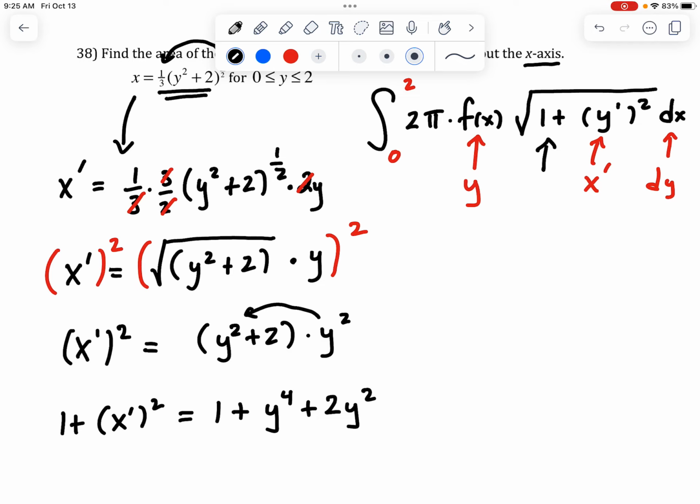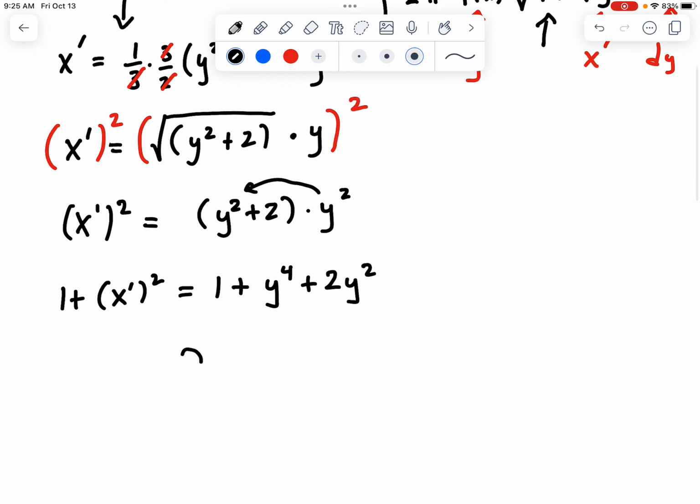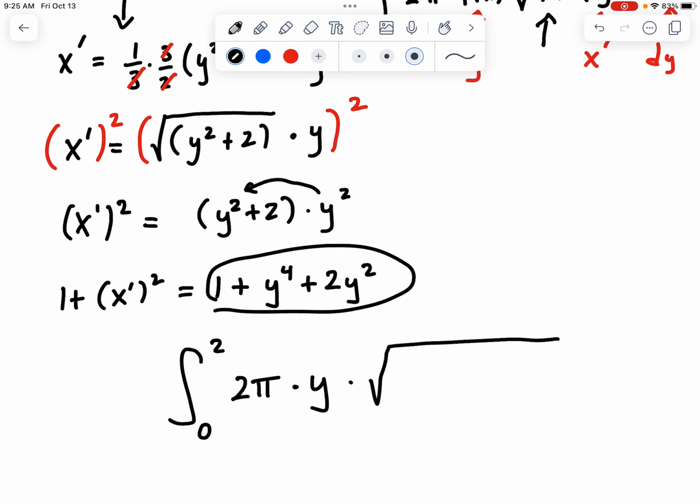So the integral is going to be integrate from 0 to 2. So there's 2 pi, and then instead of f of x, you just put the letter y. And then there's going to be the square root. And then I did the algebra, so this is what goes inside the square root. Although I'm going to put it in order: y to the 4th plus 2y squared plus 1 dy.